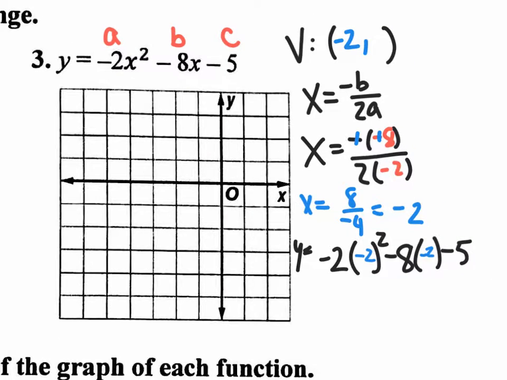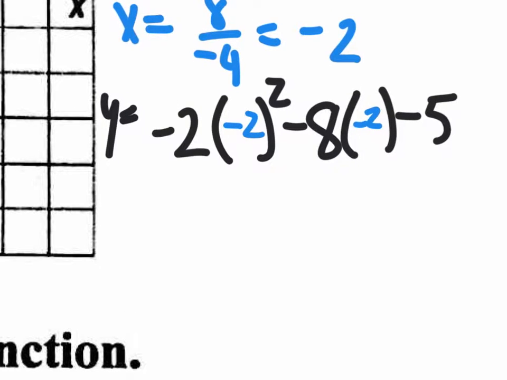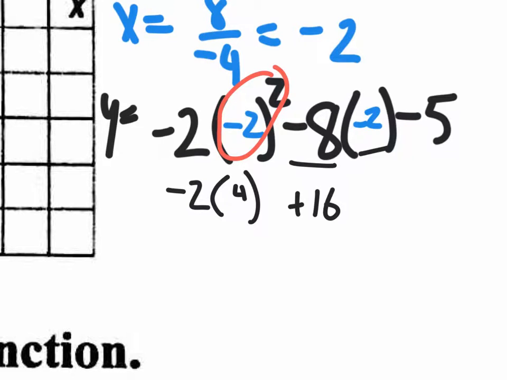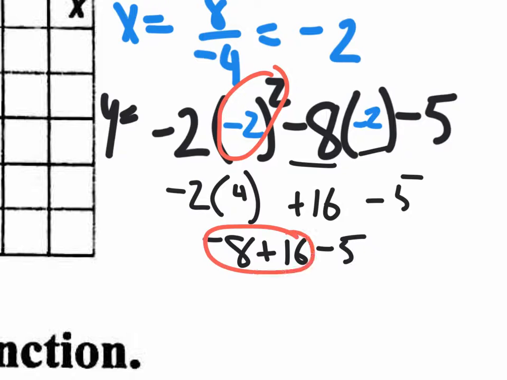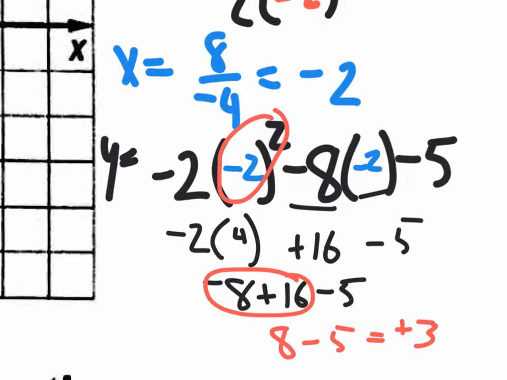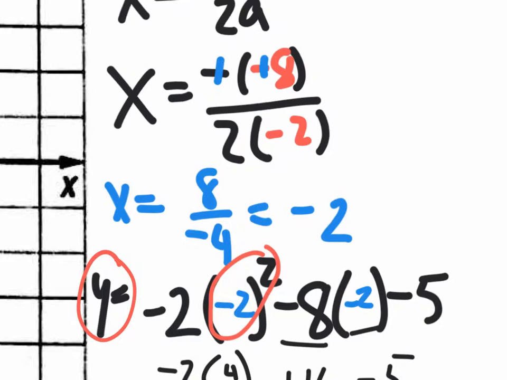And now from here, we need to work it out to find the y value. Let me zoom in, and let's do exponents first. So negative 2 squared, that's positive 4. So we're going to have negative 2 times positive 4, and then negative 8 times negative 2, that's positive 16, and then you bring down the minus 5. So you really have negative 8 plus 16 minus 5. Negative 8 plus 16 is 8. 8 minus 5 is positive 3. So what we found here was the y value, this y value is equal to positive 3.